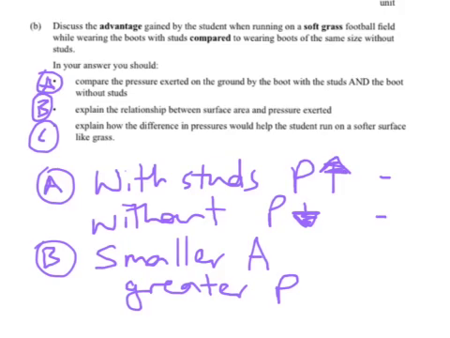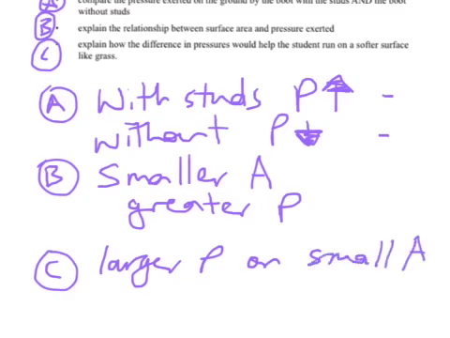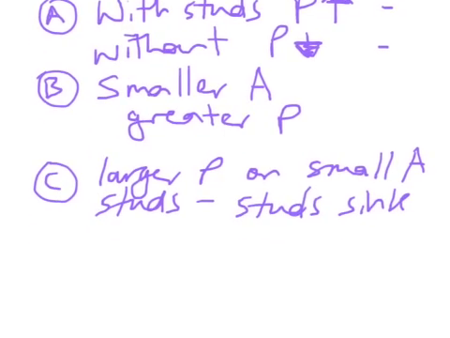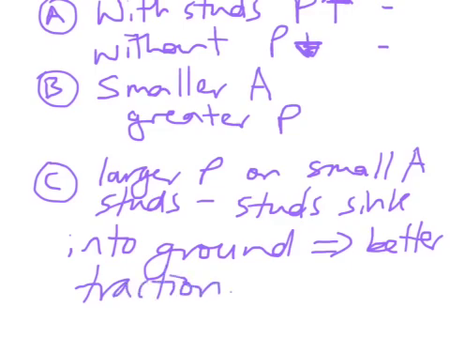And then the final part is C. You can see how this is leading you through a question and answer. C is explain how the difference in pressures would help the student run on a softer surface like grass. So C again, explain how the difference in pressures helps a student run. With the larger pressure on the smaller surface area, which has the studs, that allows the studs to sink into the ground. And which obviously means you'll get better traction. And better traction means you can grip the ground better and run faster, turn sharper, all those sorts of things.